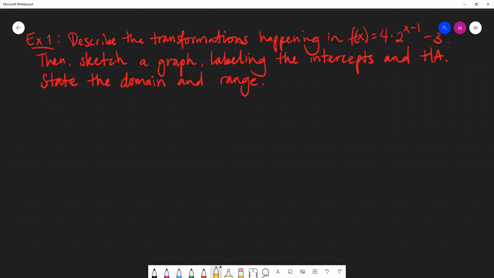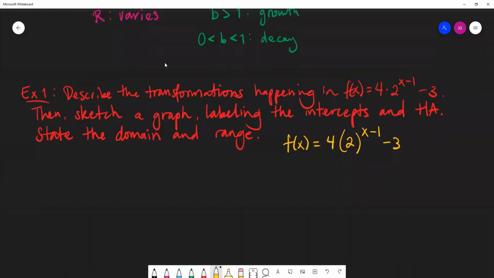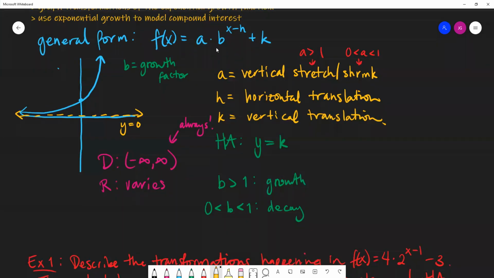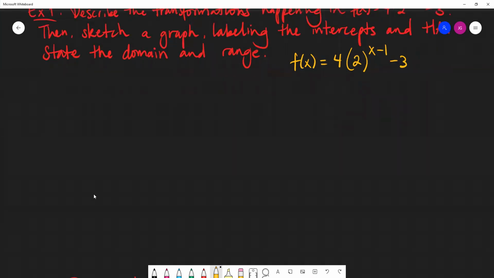So we have f of x is equal to 4. Another way you're going to see this written is having the base, the 2, in parentheses, x minus 1, minus 3. I'm just now realizing I forgot to mention that up here. B is the growth factor, but more importantly, it's called the base. The stuff in the exponent is called the exponent, and the bigger number down here is the base. It's the growth factor, but it's also called the base.